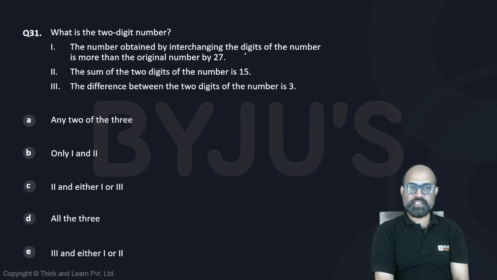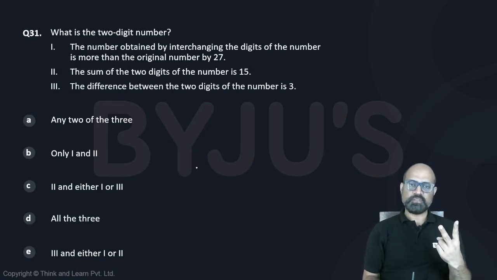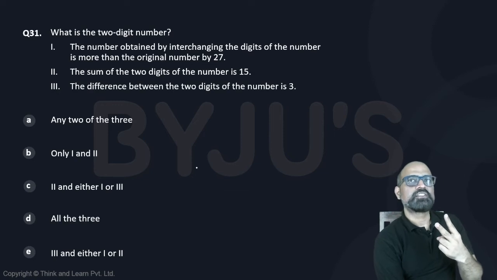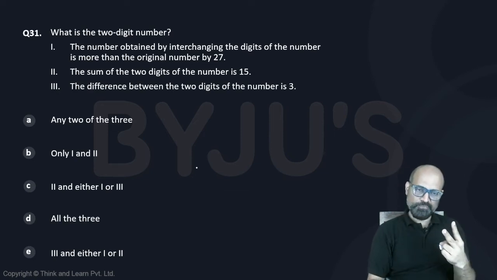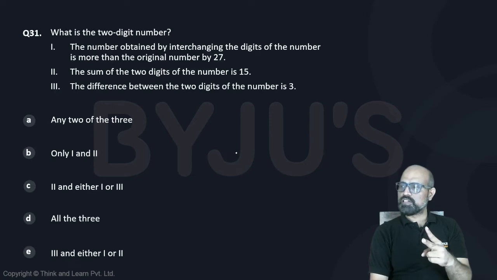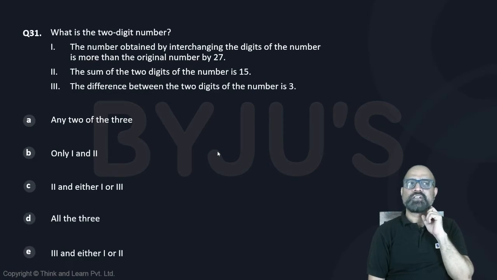The number obtained by interchanging the digits of the number is more than the original number by 27. So we have a 2-digit number, and if we interchange the digits, it changes by 27. Well, we can have many such numbers, right? For example, we can have 36, we can have 63. 36, 63 is the same thing. 36, 63, and then we can have 58 and 85, right?